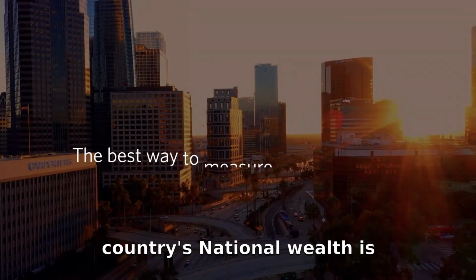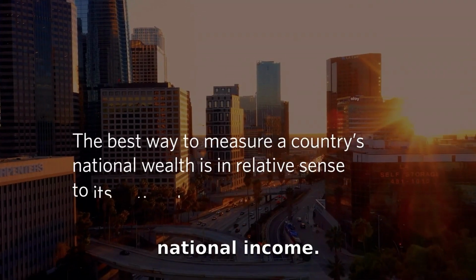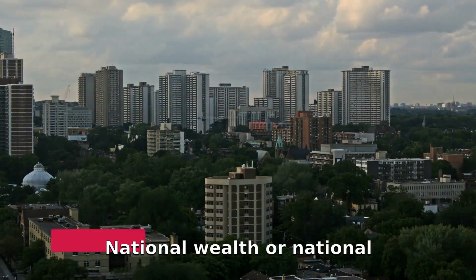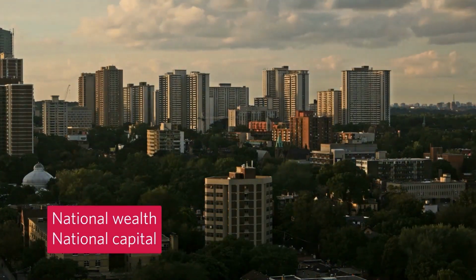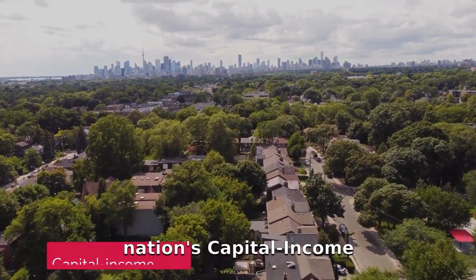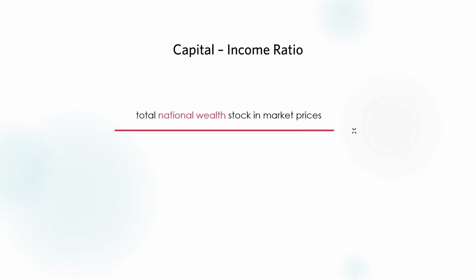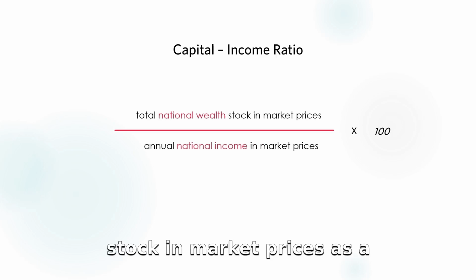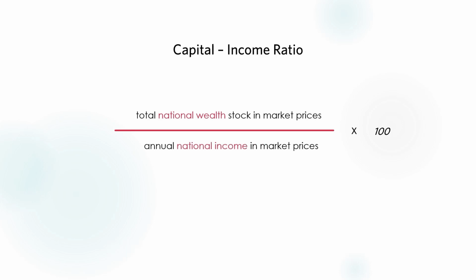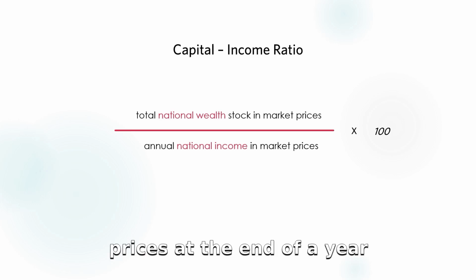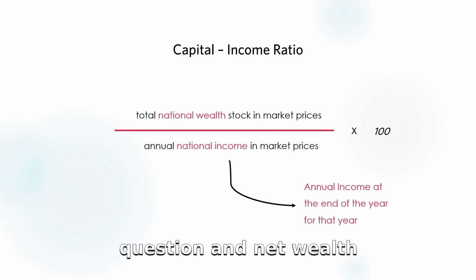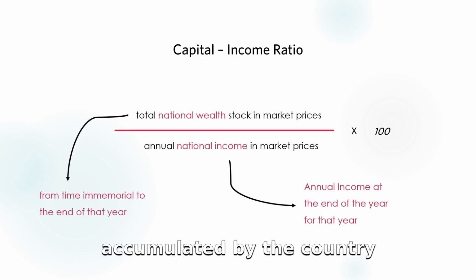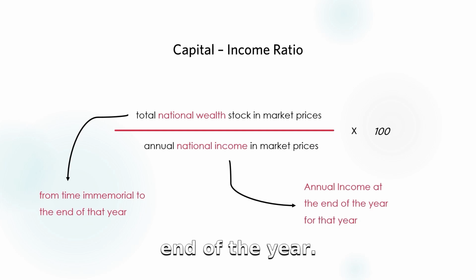The best way to measure a country's national wealth is in relative sense to its national income. National wealth, or national capital, both one and the same, can be measured as a percentage of its national income. This relation is nothing but a nation's capital-income ratio. Capital-income ratio is a simple accounting concept that indicates a country's total net national wealth stock in market prices as a proportion of its annual national income, also compiled in market prices at the end of a year. Income measurement corresponds to the year in question, and net wealth stock corresponds to aggregate wealth accumulated by the country from time immemorial to the end of the year.